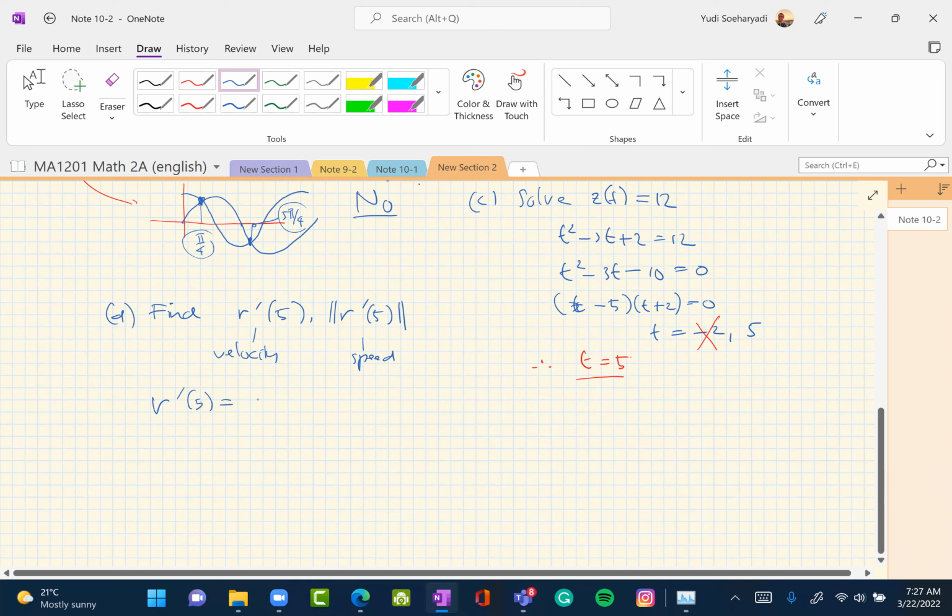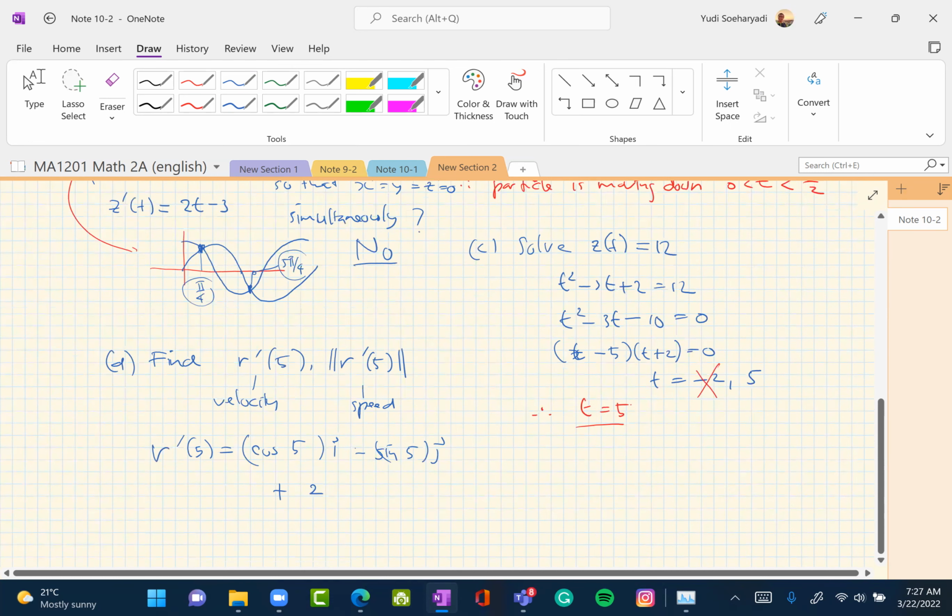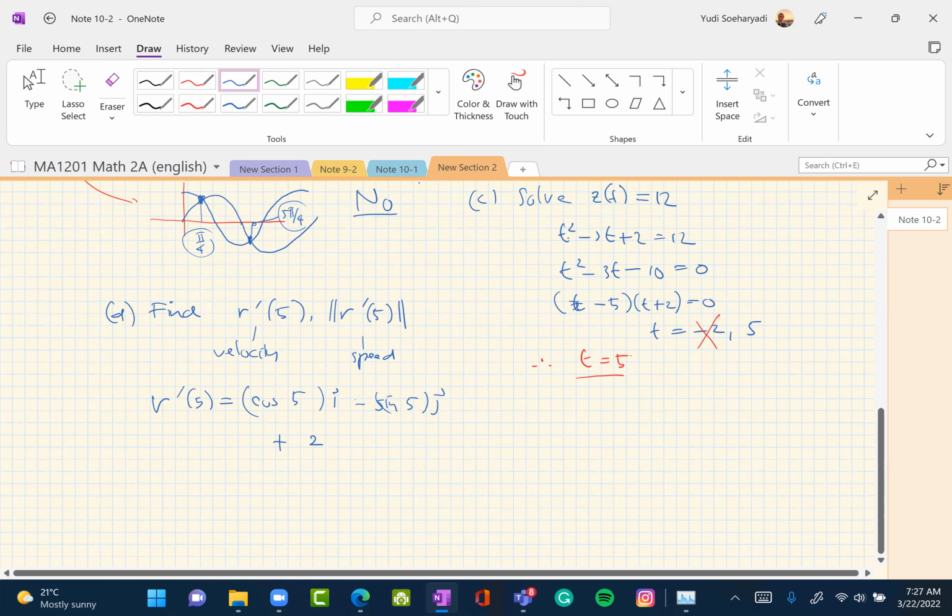So sine becomes cosine, 5 radian, so this is i. And then cosine becomes negative sine, j. Plus 2, sorry, we take the derivative. So 2t minus 3, so with 5 that's 7, 7k. So that's the velocity.